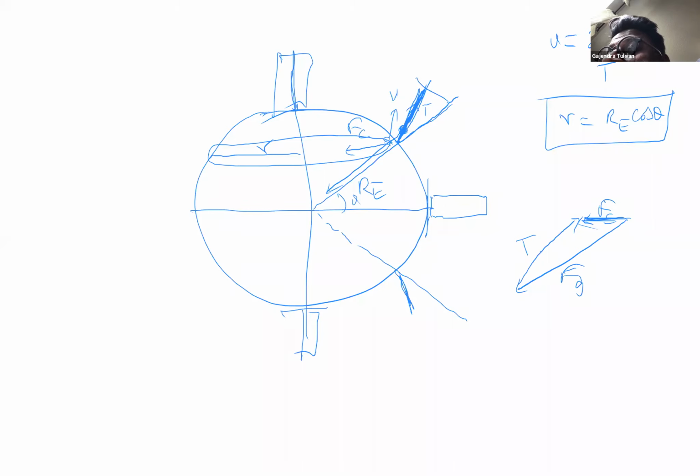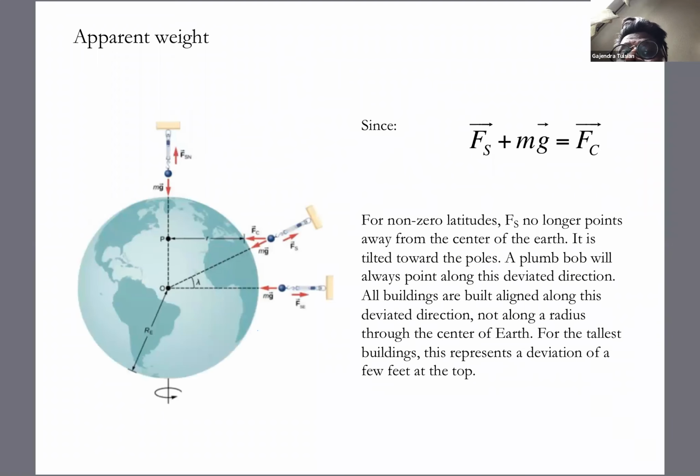But again, let's go back to the slides. So what we're saying is, on Earth, only at the equator and the poles are you building buildings vertically. At the other points, the buildings are built at an incline, and the buildings are tilted towards the pole.